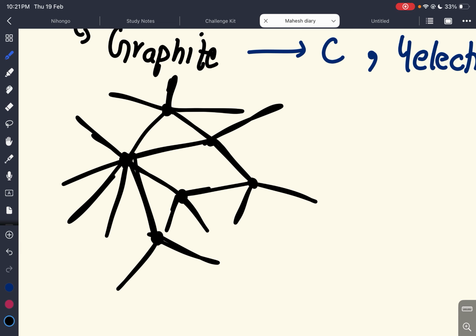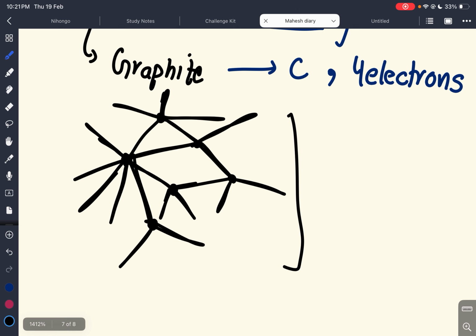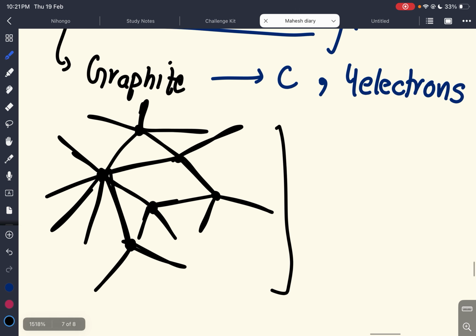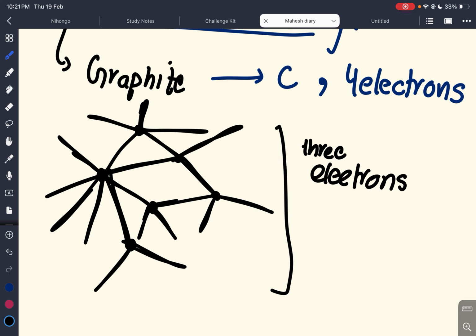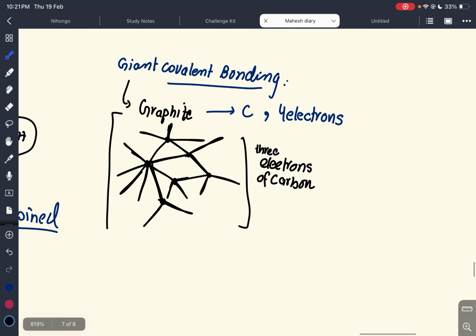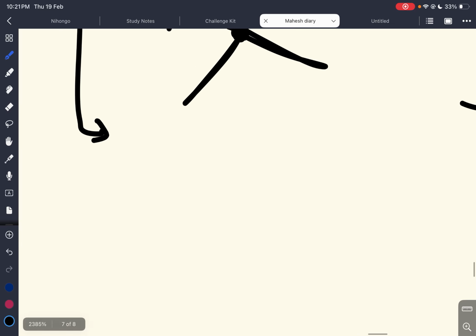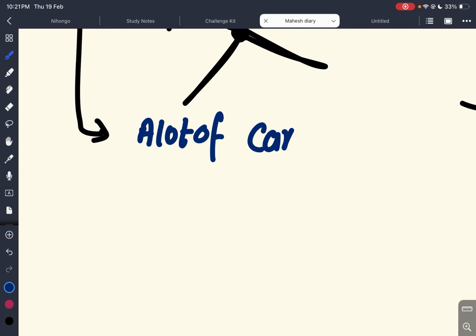So like that, a structure is formed, where 3 electrons of carbon are actually forming a bond which is called covalent bond. And why is this called giant covalent bond? Because it does not have only 1 carbon. It has a lot of carbons, and that's why it is called a giant molecule.